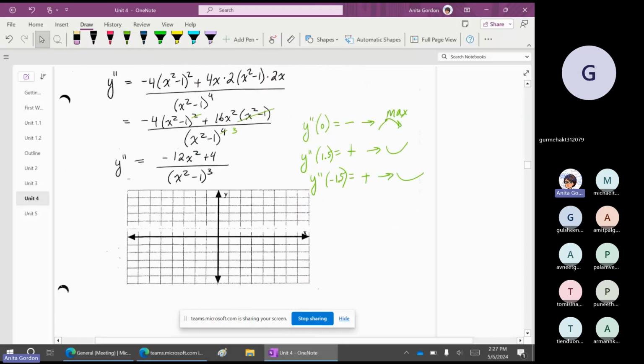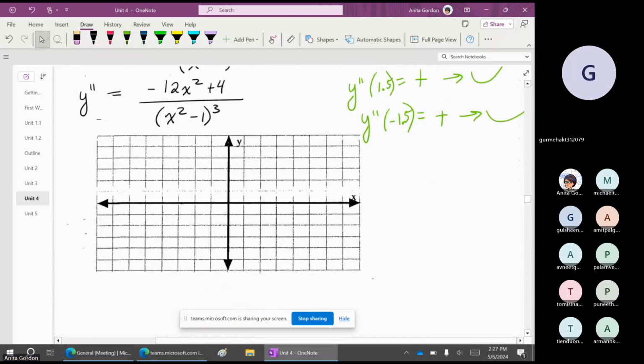Okay, so let's take a look. On our chart, I'm going to use every 2 to equal 1. So this is 1, 2, 3, -1, -2, -3. I know that I have an asymptote at -1, +1. I know that I only have an intercept at 0, 0, and that 0, 0 represents a maximum. Therefore, it's going down like this in that interval.